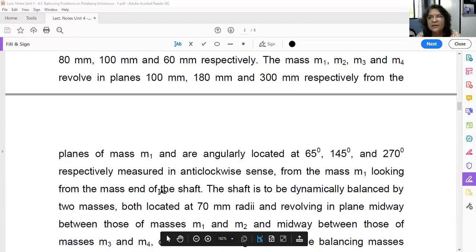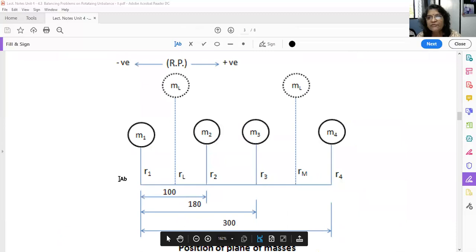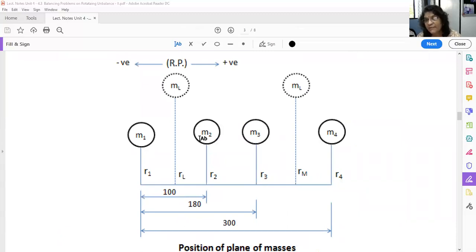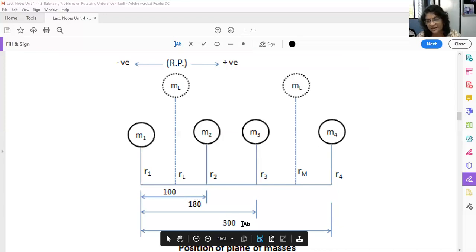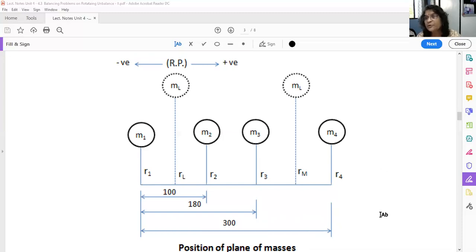Okay, so let us see what is given. This is the configuration diagram. There are 4 masses given, M1, M2, M3, M4. What are the distances given? From M1, M2 is at 100 mm, M3 is at 180 mm and M4 is at 300 mm. Their masses are given, their radii are given and their angular positions are also given, which I have not drawn here in the angular position diagram.